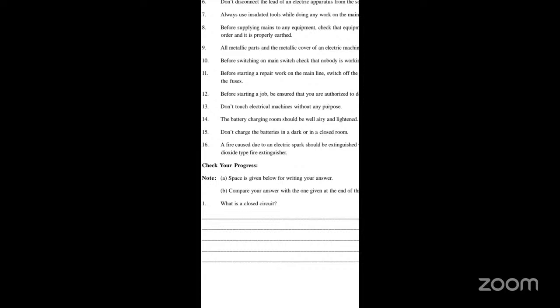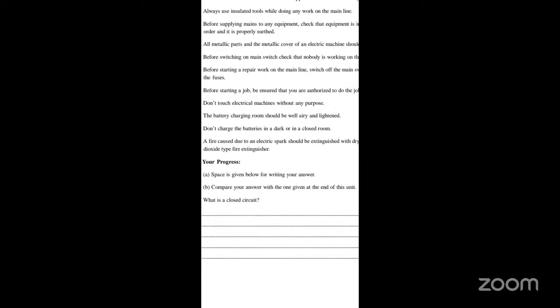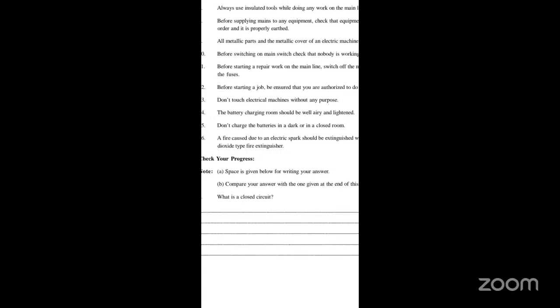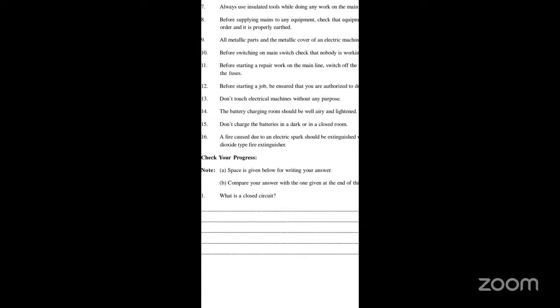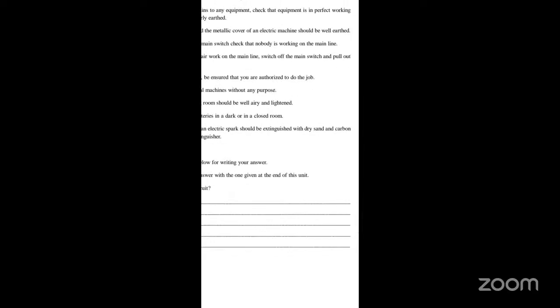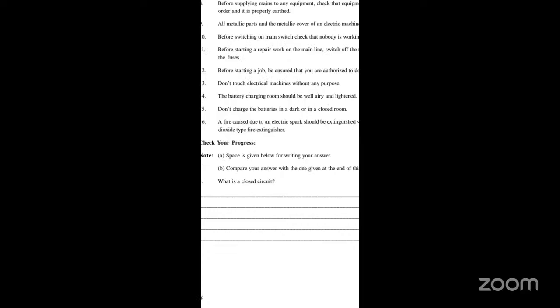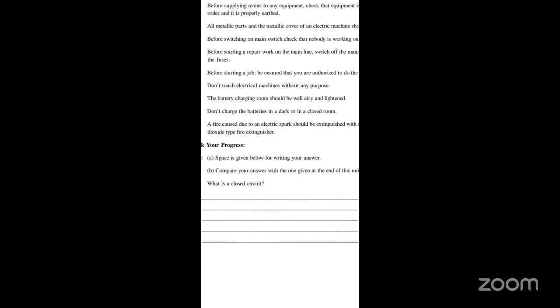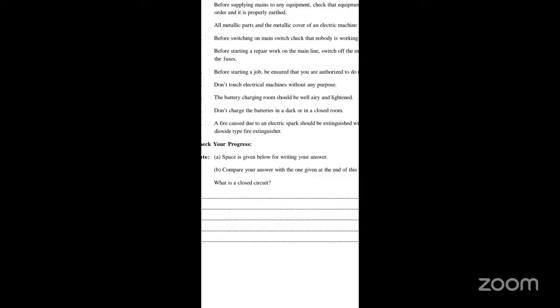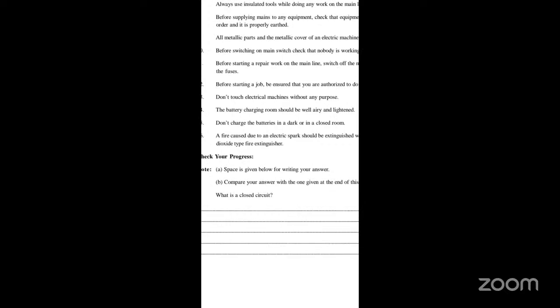The battery charging room should be well aired and lighted. Don't charge the batteries in a dark or closed room. A fire caused by an electric spark should be extinguished with dry sand or a carbon dioxide type of extinguisher. So we use these materials for such fires.